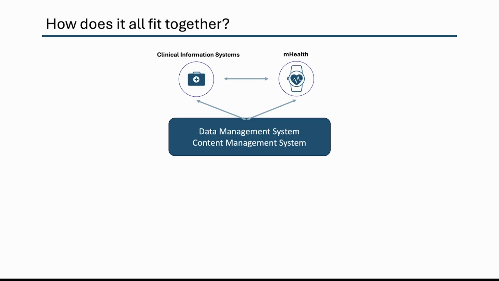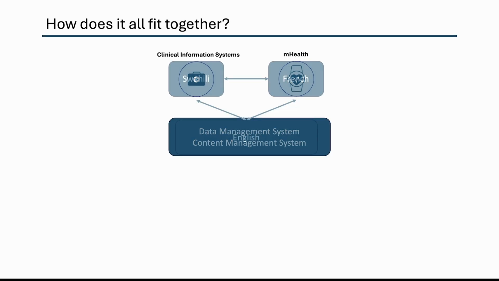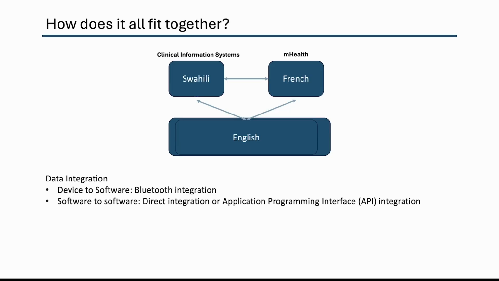However, the issue that we have is that each of these systems speak in a different language, specifically a different digital language. So it could be Java or whatever, but I've just put up, say one speaks in Swahili, one speaks in French, and one speaks in English. How the heck are they going to communicate with each other? So we do this in the digital sphere by integrating data, and you can do that by either having the device talking to a software.